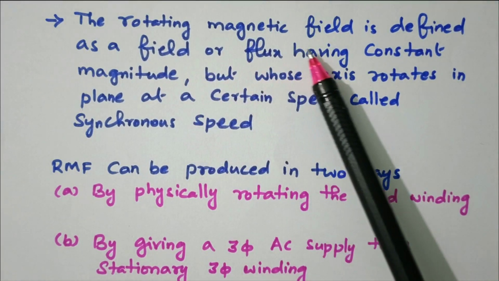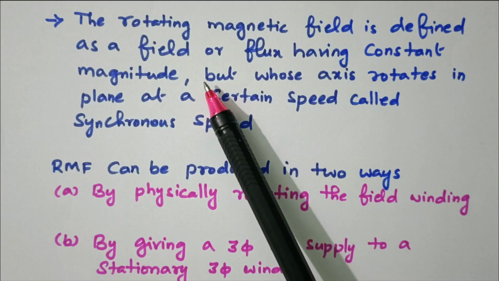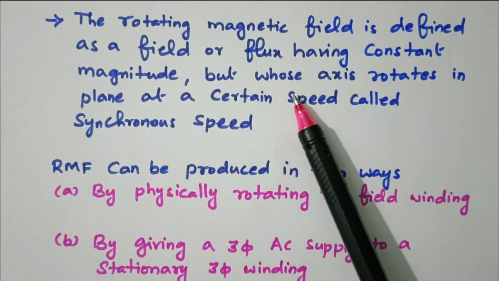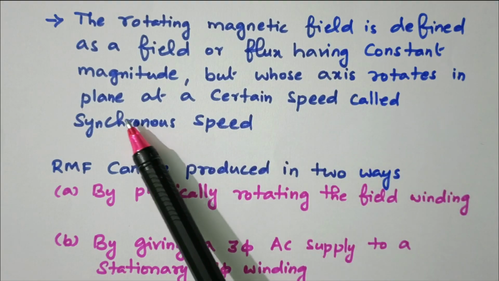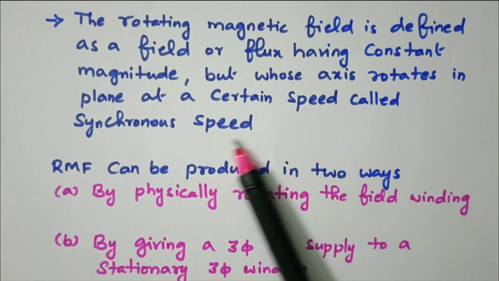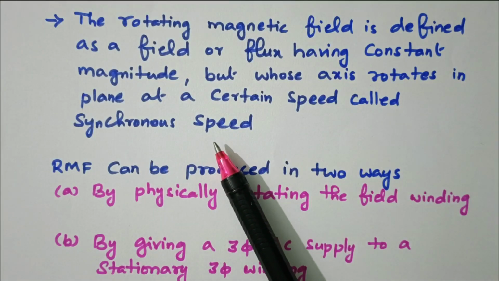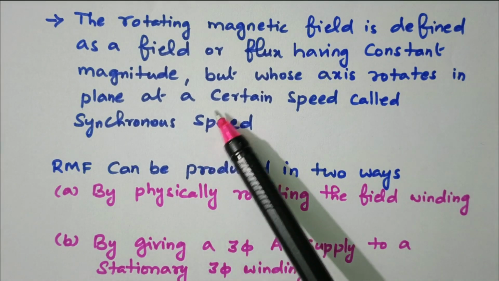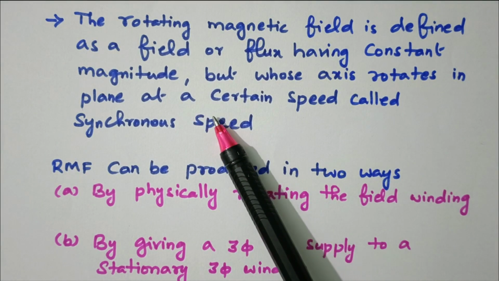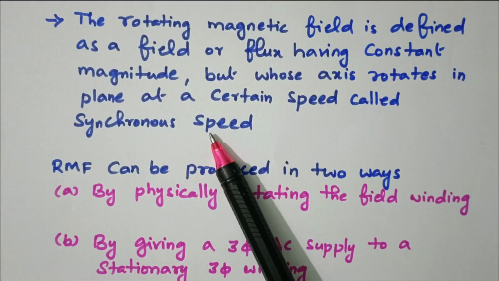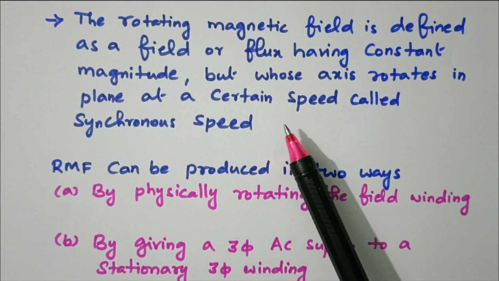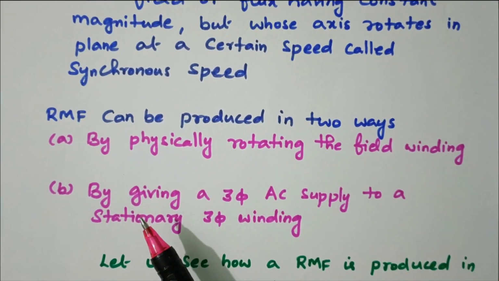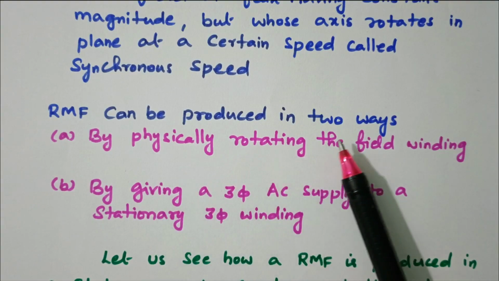The rotating magnetic field is defined as a field or flux having constant magnitude but whose axis rotates in a plane at a certain speed called the synchronous speed. So the axis is rotating continuously with a constant speed called synchronous speed. We'll see how it is rotating with the help of a phasor diagram. So the RMF can be produced in two ways.